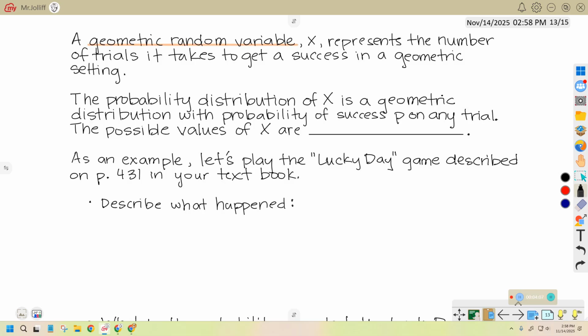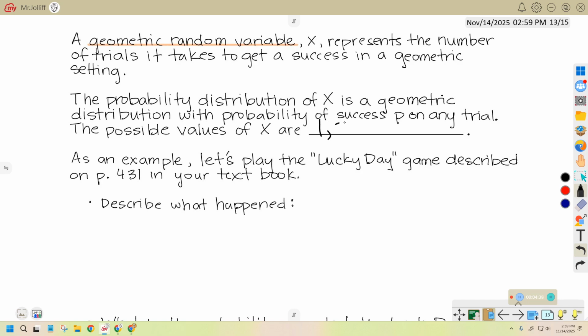And the possible values of X start with what? What is the minimum number of trials I need to flip a heads? 1. Geometric distributions start with 1. Binomials start with 0, because if I'm keeping track of the number of heads I flip, it's possible I don't flip any, which would be 0. But if I'm keeping track of the number of trials I need to flip heads, I have to flip it at least once, otherwise I get nothing.